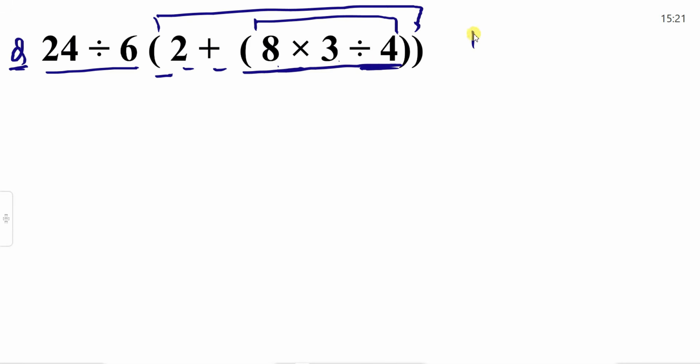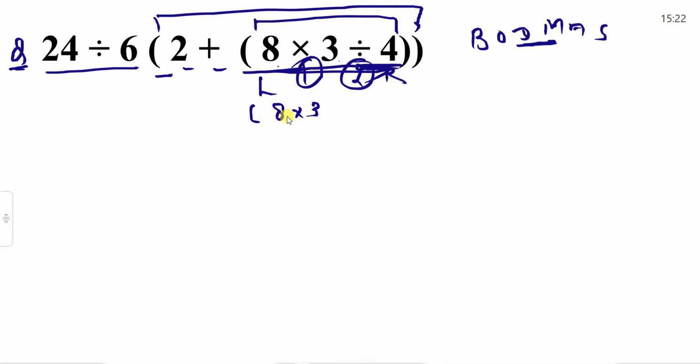So according to the BODMAS rule, division and multiplication have the same priority. So here we'll check from left to right, starting with the leftmost operation. Since it's all multiplication, we'll solve those first, then do the division. But if you have a bracket like 8 times 3 divided by 4, 4 will cancel out twice. So inside the bracket, it becomes 6.